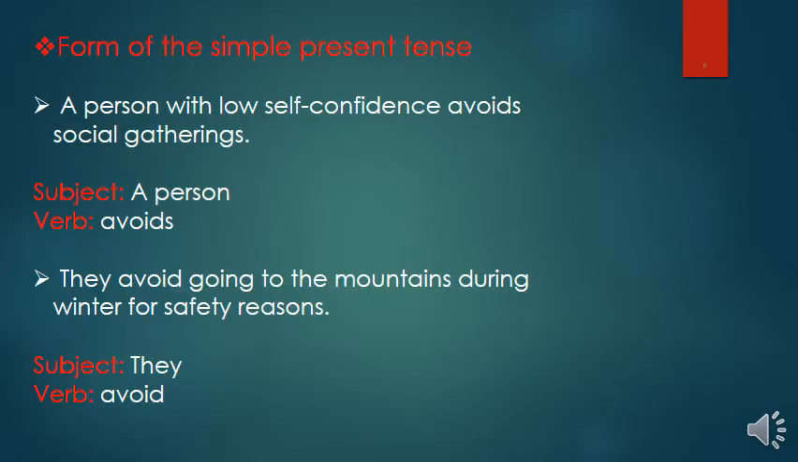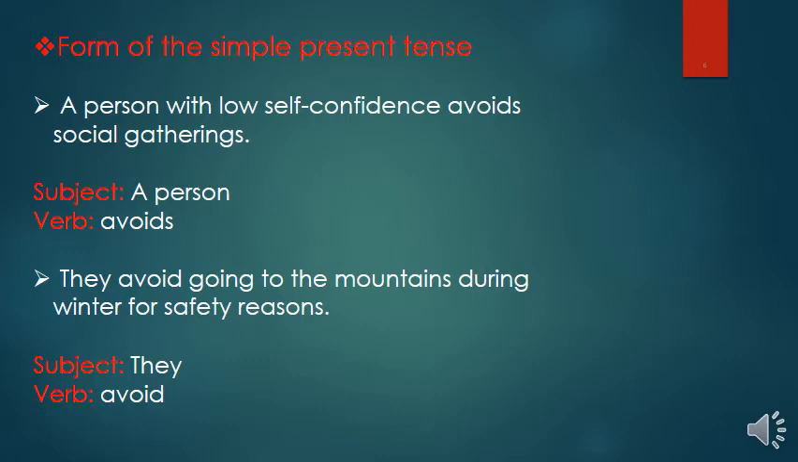Now we are going to move to the form of the present tense. A person with low self-confidence avoids social gatherings. Let's see here. A person is the subject and avoids is the verb. Okay? As you can see, when the subject is singular, we add s to the verb. This is the first form.